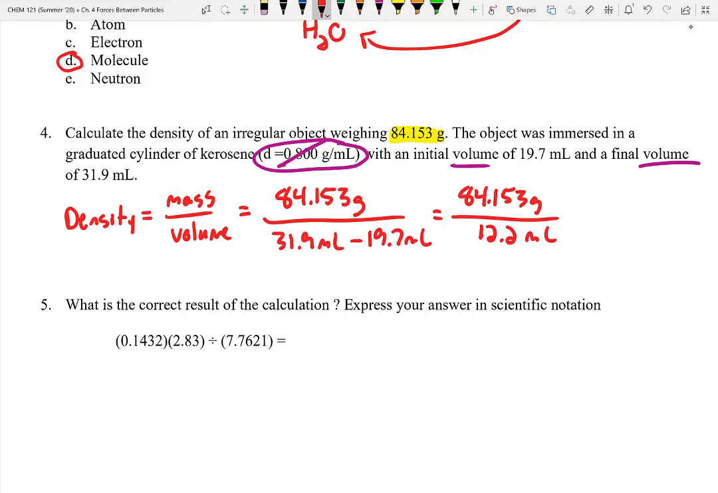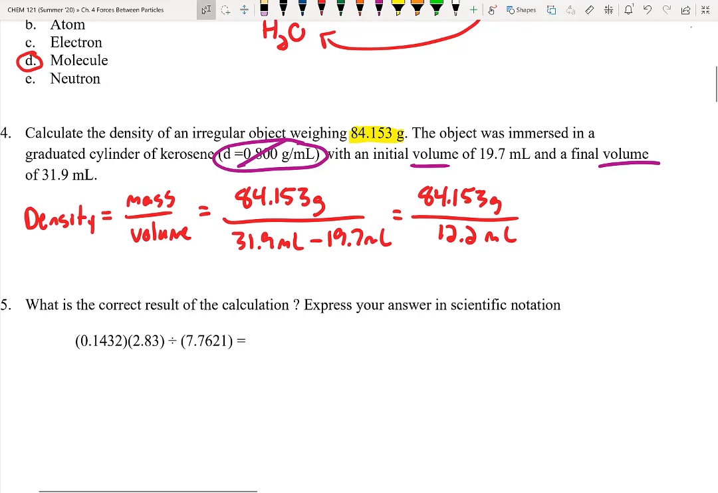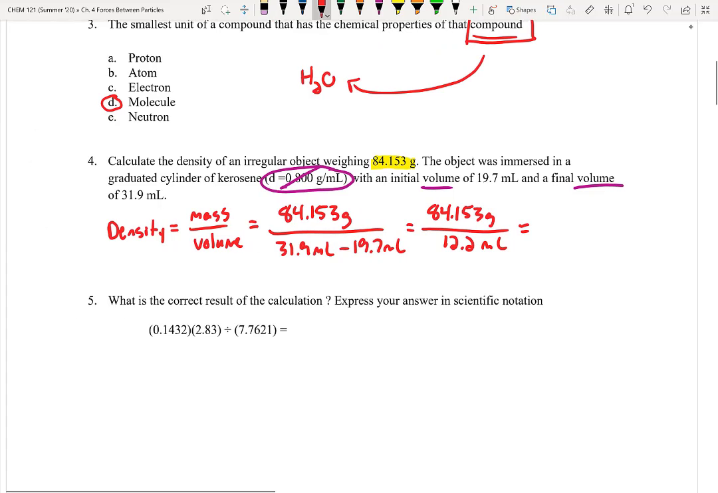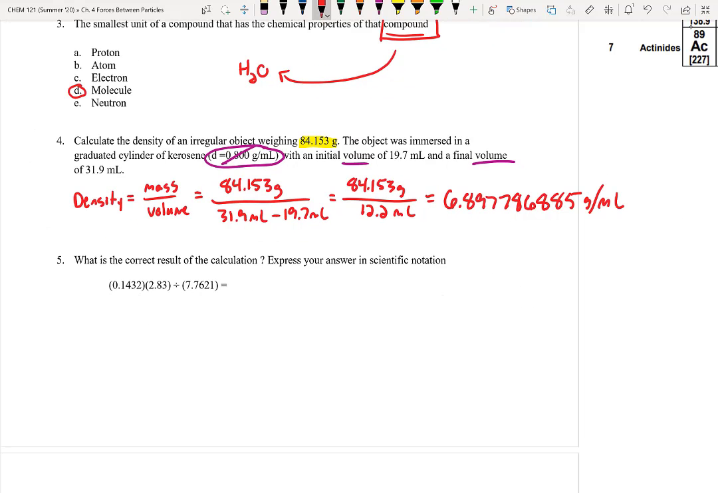And we've got it set up to do our final calculation, right? But we're not quite done. Let's do this in our calculator. And I'm getting a giant number out of this. I'm getting 6.897786885 grams over milliliters. How many sig figs should we have, though, in our answer?